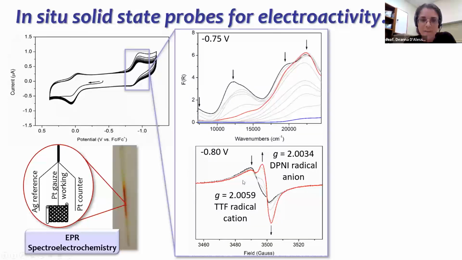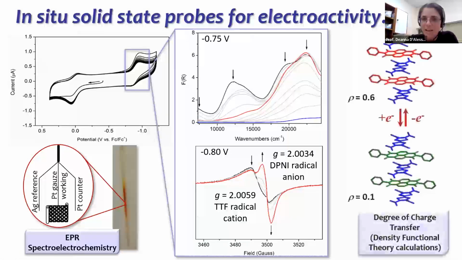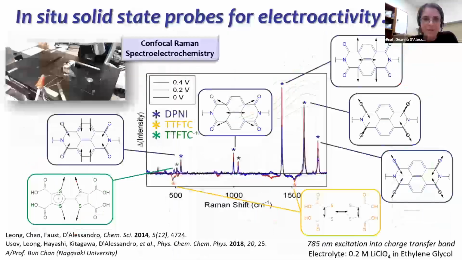In this case, we start off with the black curve, which has the as-synthesized MOF with the TTF radical cation and naphthalene diamide radical anion. If we apply a reducing potential, we reduce the amount of the radical cation and increase the amount of the naphthalene diamide radical anion. Coupled with this, we can use computational methods, and we can predict that there indeed is a charge transfer transition that is observed.